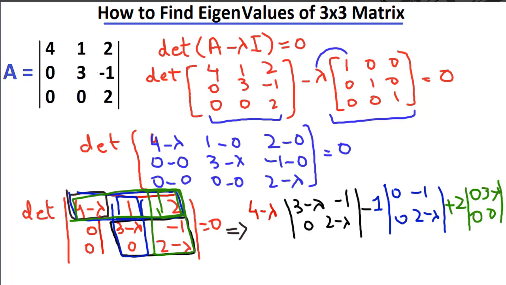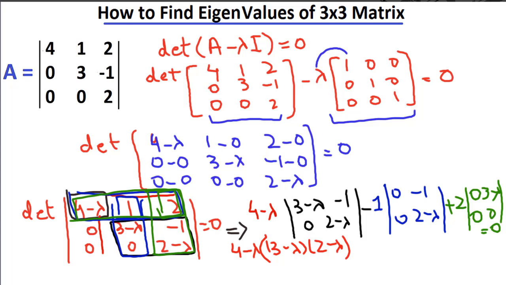Now it all will be equal to 0. We have to equate it to 0. Now let's solve them as 4 minus lambda, and then we have to take the determinant of the 2 into 2 matrix. We have to multiply the diagonals and subtract from each other. So 3 minus lambda into 2 minus lambda, minus the 0 into minus 1, which will be 0. So I'll not take that entry.